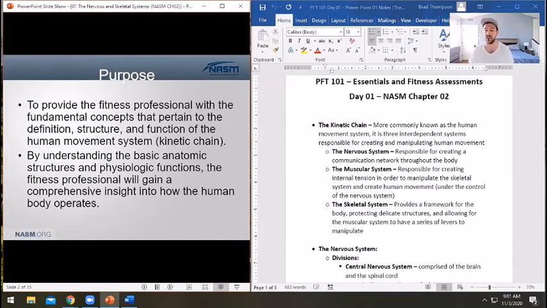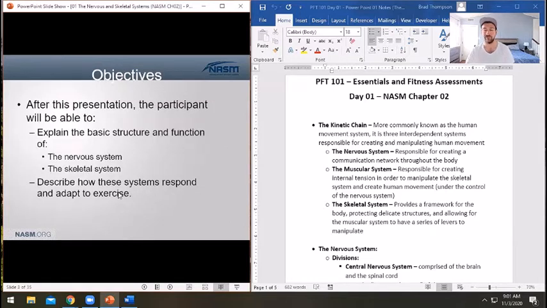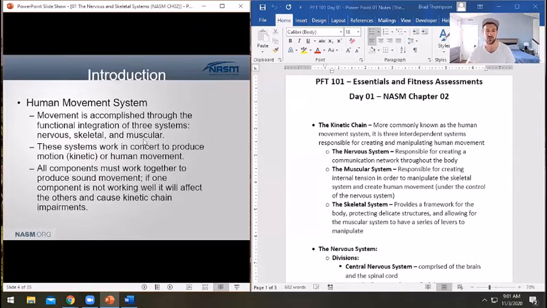That muscular, skeletal, and nervous systems working together. Understand our basic anatomical and physiologic functions. That's really what we're going over today. So today we're looking at the nervous and the skeletal systems. So we're looking at the two movers, or the two structural ones, right? Your nervous system gives you structures so that you have a communication network. Your skeletal system gives you structures so that your muscles have a place to rest and something to move around. And we'll talk about how those adapt and respond to stress.